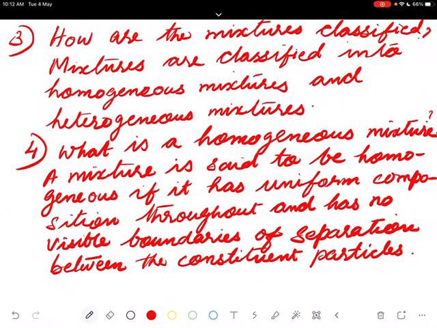What is a homogeneous mixture? A mixture is said to be homogeneous if it has uniform composition throughout and has no visible boundaries of separation between the constituent particles. Examples: salt water, sugar solution.